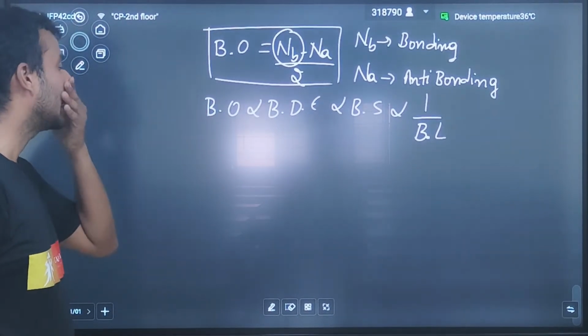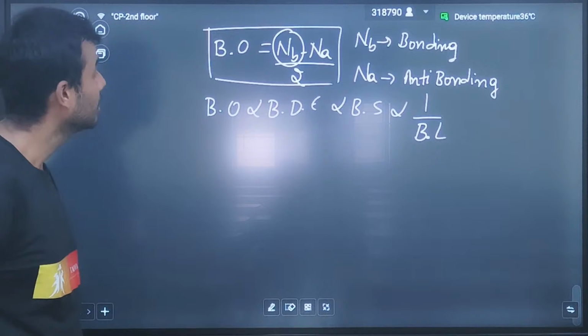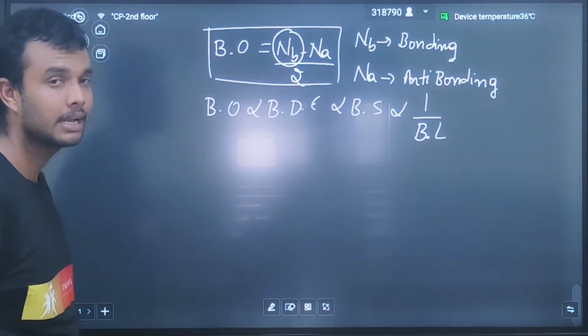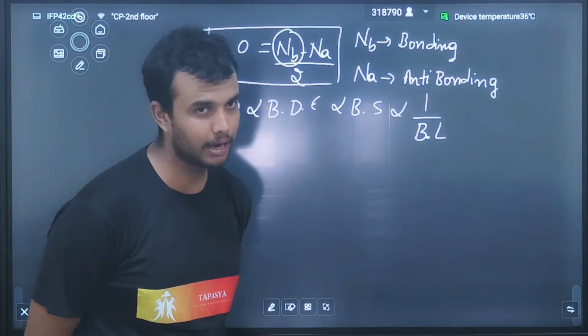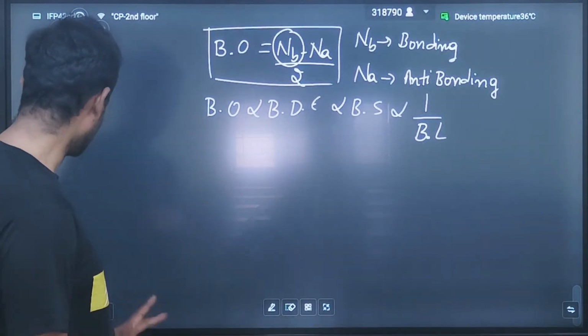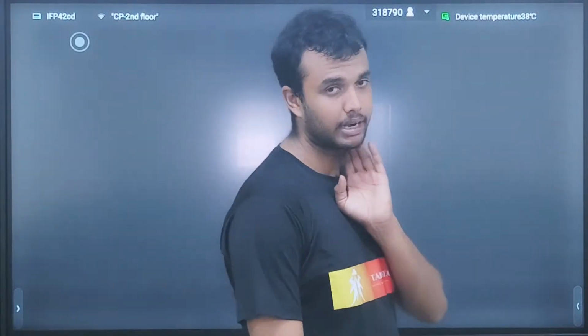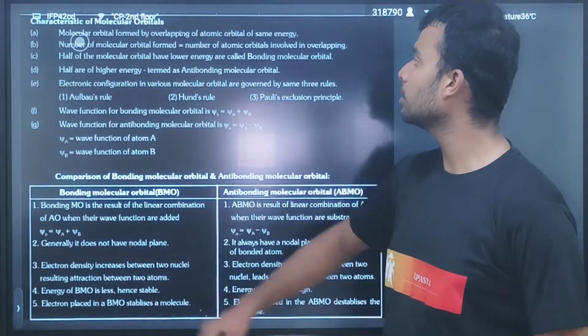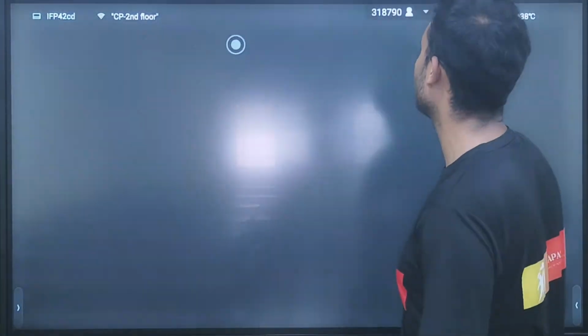This thing is done, bond order is done, then any other important things. Now, my dear students, I will give one important trick here: how to find out bond order. Before I discuss it, you need some idea about MOT. That thing is important. What is MOT? Molecular orbitals.